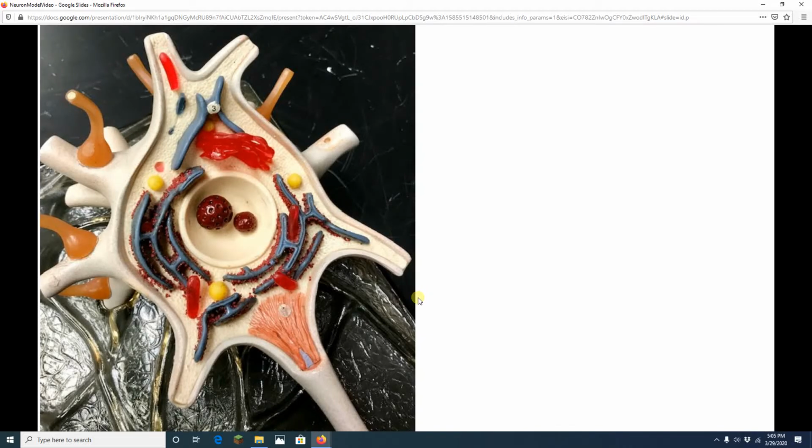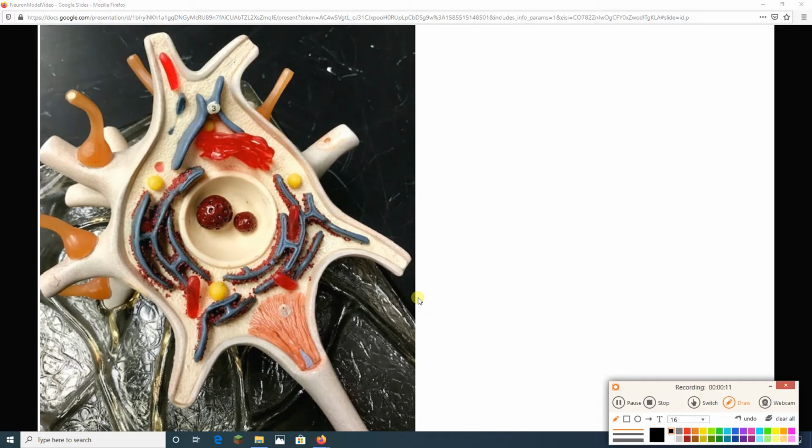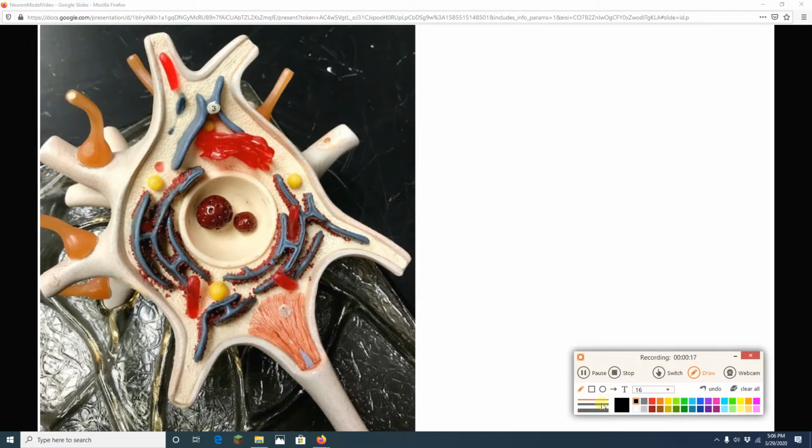Today we are going to take a quick look at the neuron model. That's what we got right here. In fact, this is the neuron model, and there's several things we can see here. Whole bunch of stuff we can see, as a matter of fact.